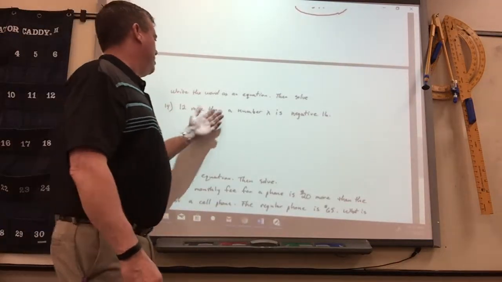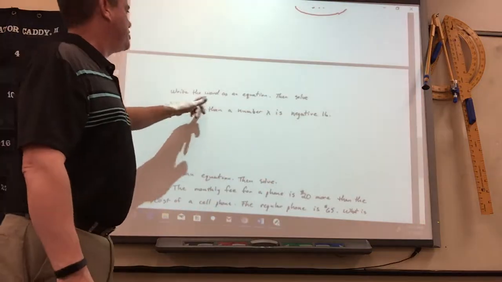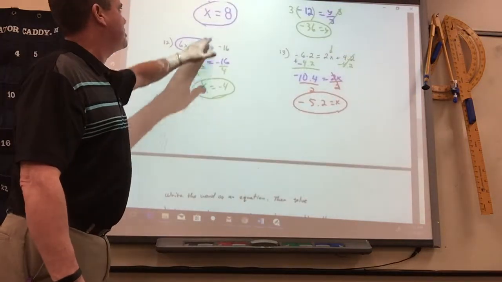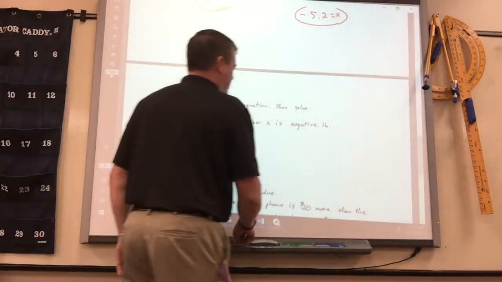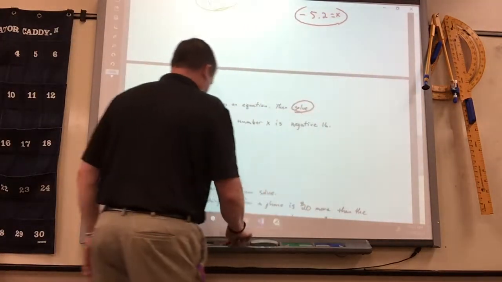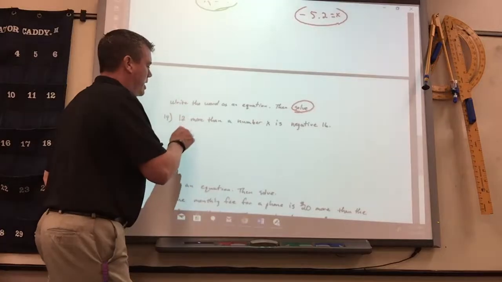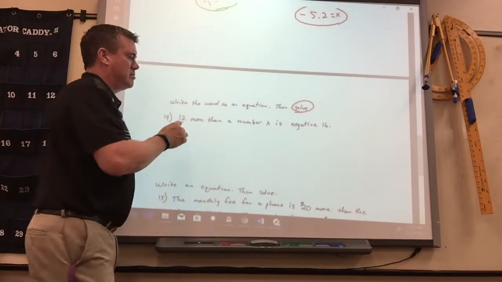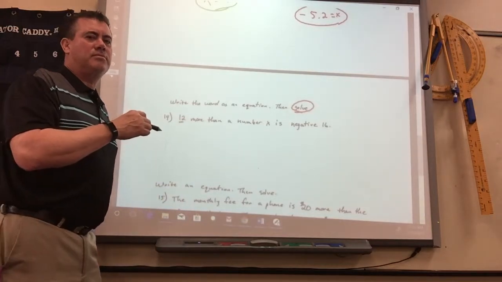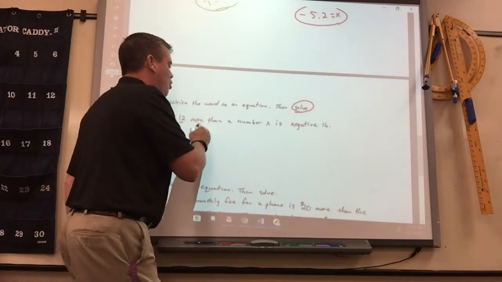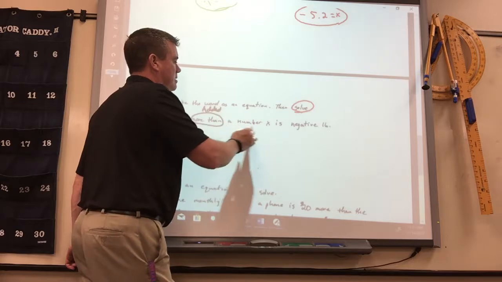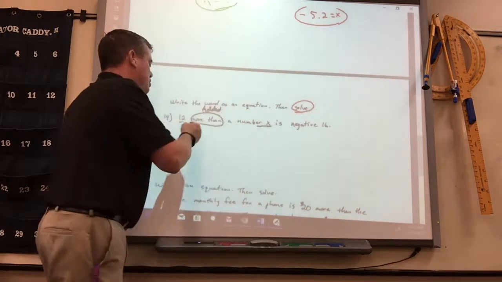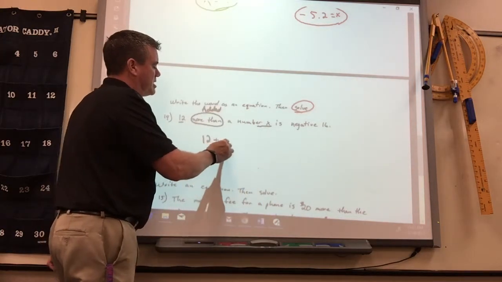So here, they give you a sentence. You just got to write it out as an equation, so it looks like one of these we just did. And then don't forget, you got to solve it. So, 12 more than a number, more than means it's been added, a number x. So you could write it this way, 12 plus x.